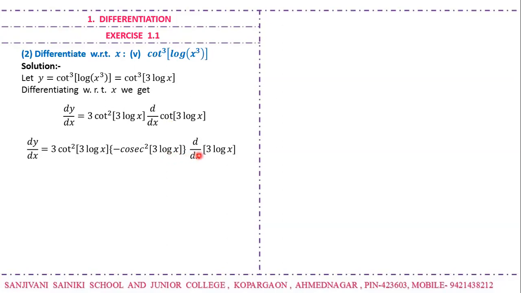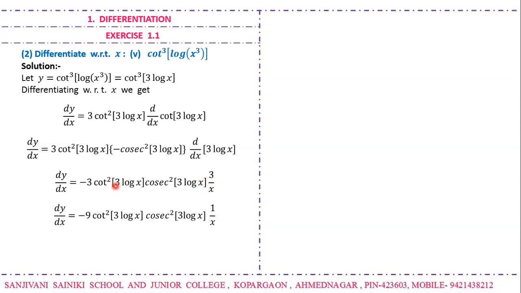So f dash of x means d by dx of this 3 log x. But 3 is a constant, so we can take it outside the derivative, and log x its derivative is 1 upon x, so you get the derivative 3 upon x. Now after simplifying it, what you will get? This 3 into 3 is 9, minus 9 cot square of 3 log x into cosec square of 3 log x into 1 upon x. Then we simplify it and we convert our answer into the given format. Instead of writing 3 log x, I will write log of x cube.